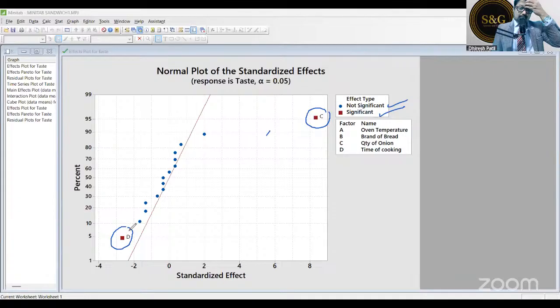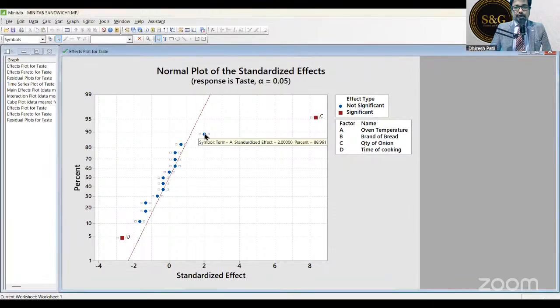Okay, and this must be the factor A, but it is not red, but we can still consider that. So factors C and D are critical, but we will give A also a benefit of doubt. Are you clear? Very good. You can see symbol term A. If we click on this dot, it shows symbol term A, which is a little away, but not critically away, very close on the boundary line. Okay. But still we will give the benefit of doubt.